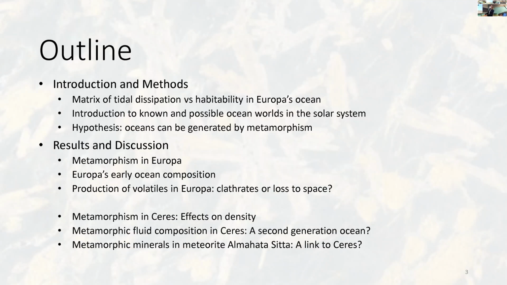So the talk is mainly structured this way. I'll talk a bit about the motivation of this work. Specifically, I'll look at this matrix that we came up with to motivate the work, where we tried to relate tidal dissipation with habitability. Is there a relationship between tidal dissipation in Europa and habitability over time? This is something we looked at from a qualitative perspective, but we're trying to put actual numbers to this. Then I'll just introduce some of the ocean worlds. You're probably quite familiar with some of them in our own solar system. And then I'll talk about the results, specifically for Europa in the first half, and then Ceres in the latter half.